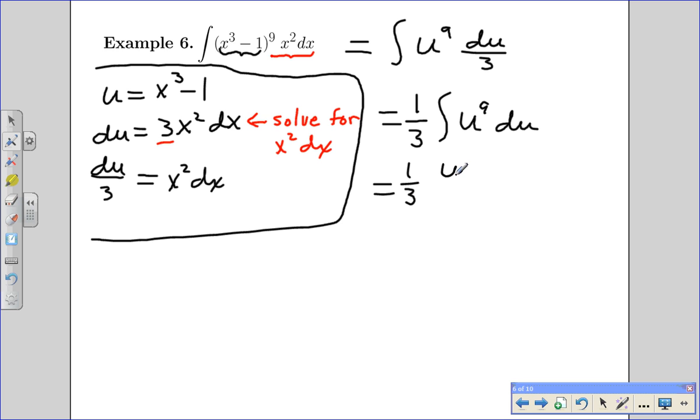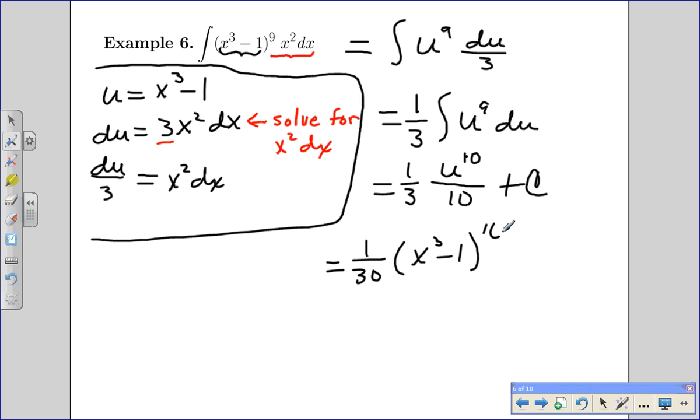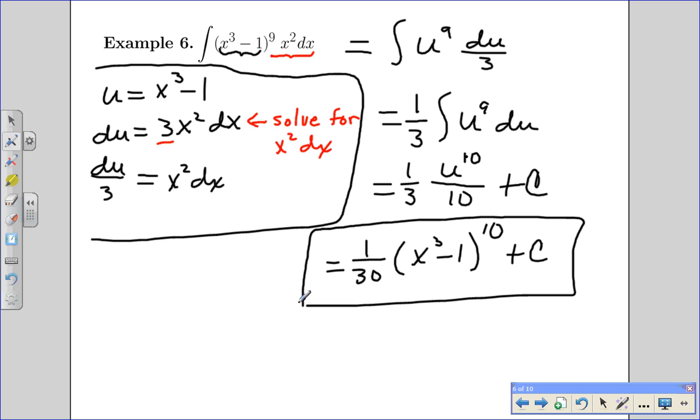That's 1/3 u to the 10th over 10 plus c. Again, we don't want it in terms of u. We would like it in terms of x. And I'm also going to multiply the 3 times the 10 to get 1 over 30 times x cubed minus 1 to the 10th plus c. So that's one way to solve these problems.